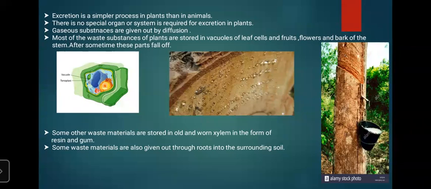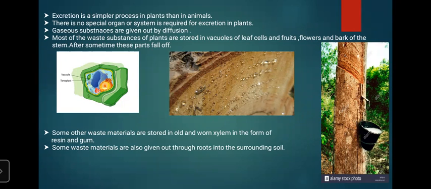You can see the picture. In the first picture, it is a plant cell, and the blue colored portion is the vacuole. Over here, the excretory material gets collected. In the second picture, you can see resin, and in the third picture, you can see a rubber plant. So these are the excretory materials. It is a simpler process, and by diffusion, the gases come out.